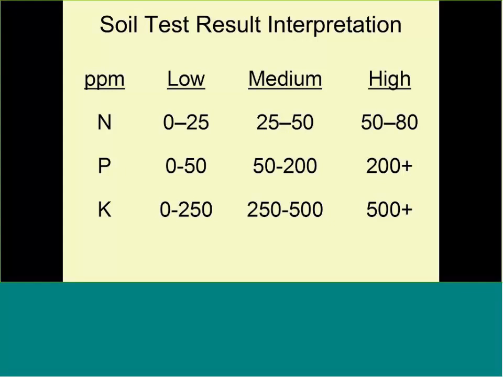In terms of numbers, what low, medium, and high means for nitrogen: low, your parts per million for nitrogen is anywhere between 0 and 25. For medium, it's between 25 and 50 parts per million of N. And if your soil test tells you you have high nitrogen, the results are 50 to 80 parts per million. And again, the same thing for phosphorus and potassium.